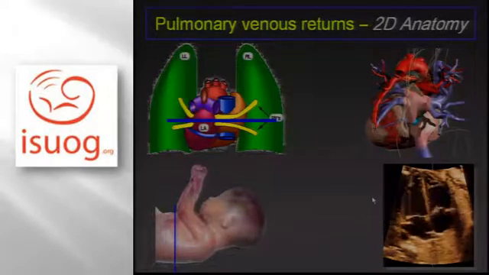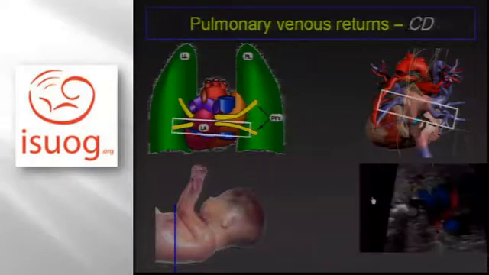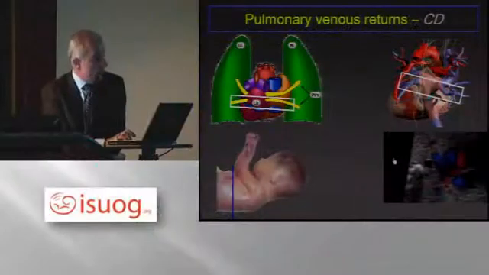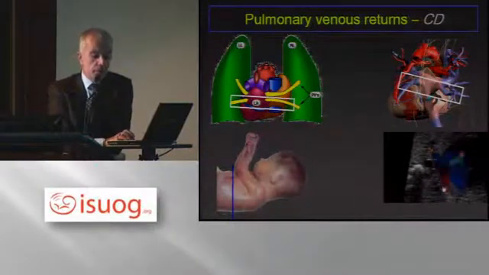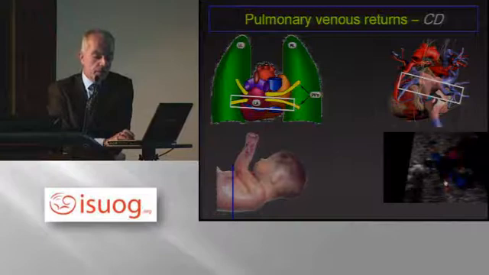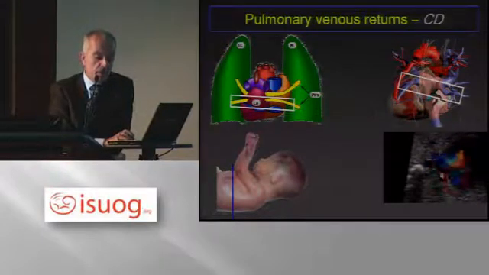And the task for you is just to rule out the total form of abnormal pulmonary venous return, because the partial one is, in most cases, clinically irrelevant. You may also decide to use color Doppler to be more confident in your diagnosis of normalcy as far as the pulmonary venous returns are confirmed.